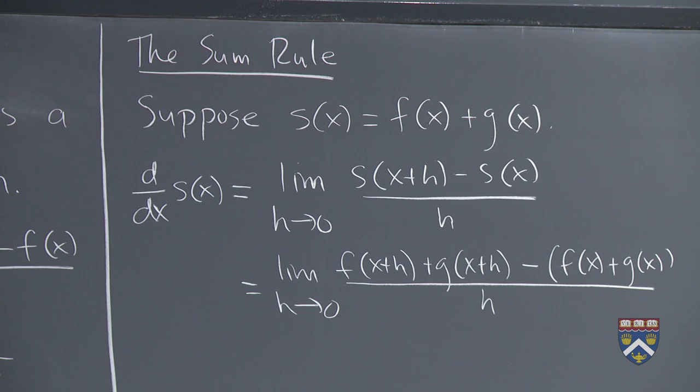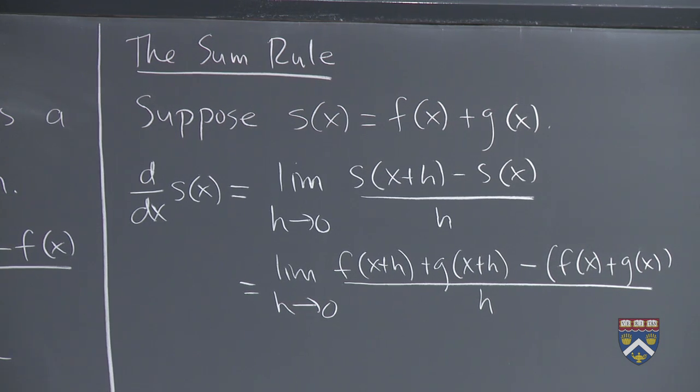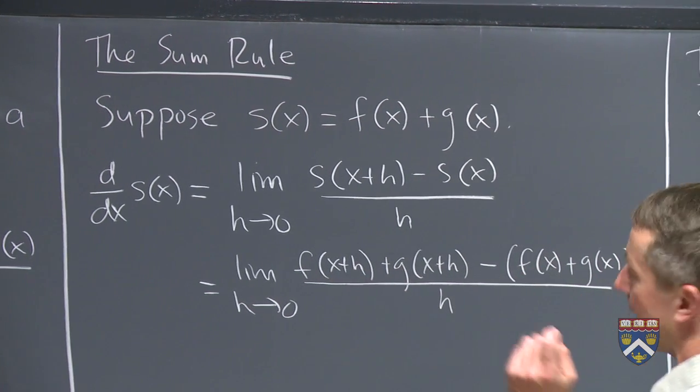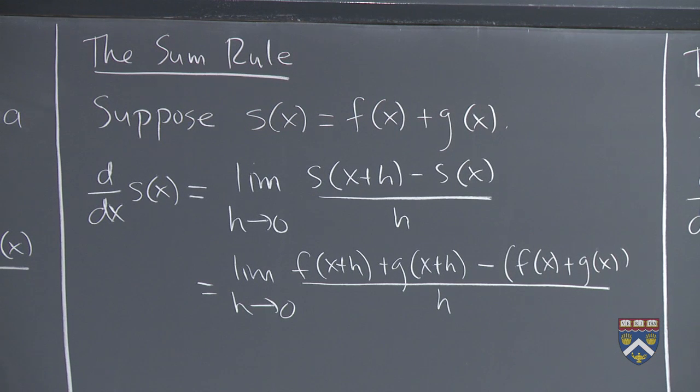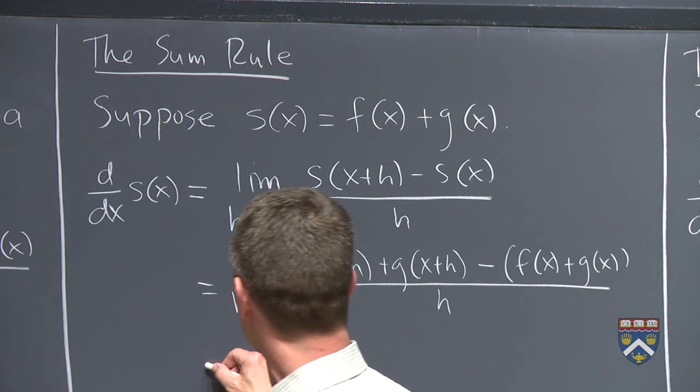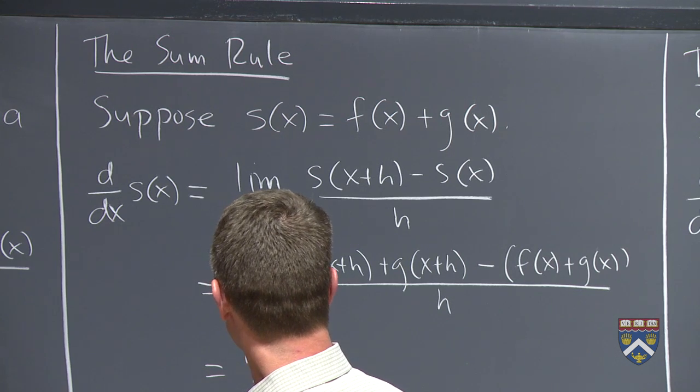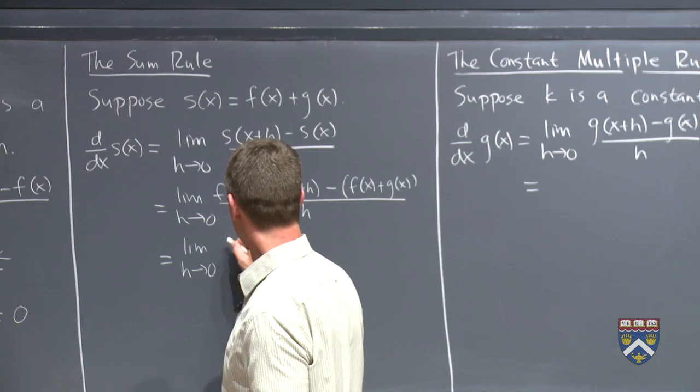But in here, we can recognize some things that we see. We've got an f of x plus h minus f of x. That's going to give us something familiar. We've got a g of x plus h minus g of x. That's going to give us something familiar. So we can break this up into 2 separate limits.